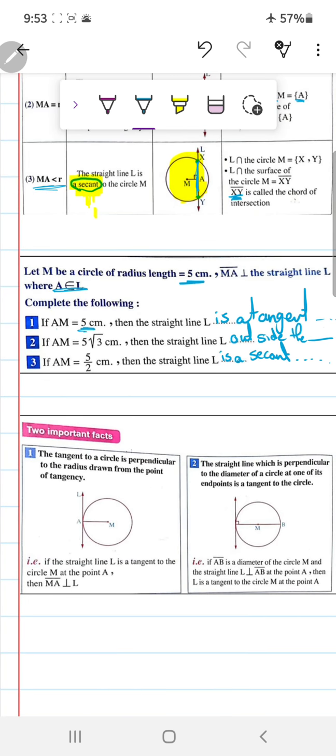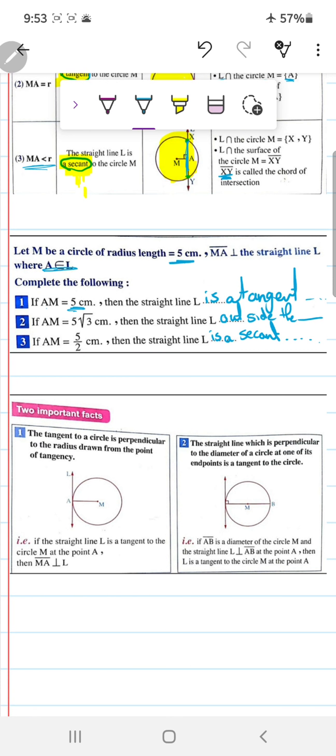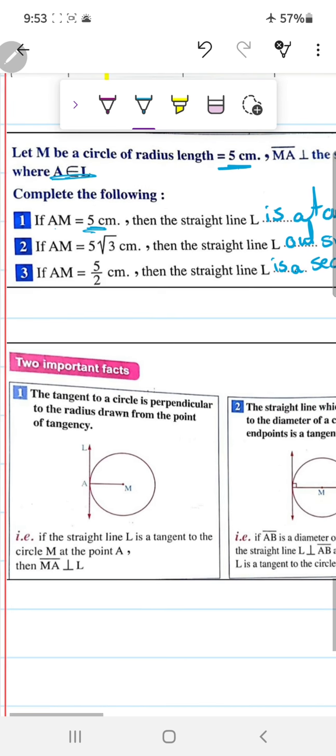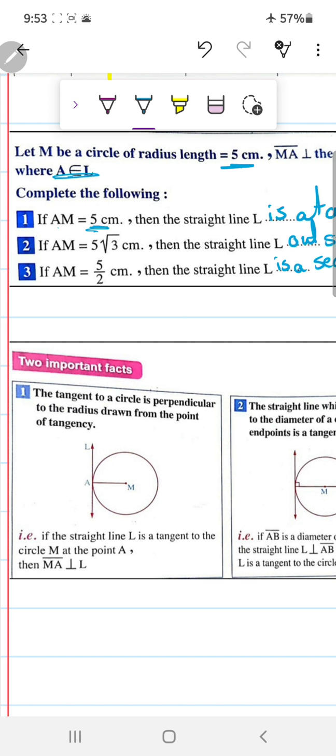Finally, we have 2 important facts. Number 1, the tangent to a circle is perpendicular to the radius from the point of tangency. First, we have here tangent L perpendicular to the radius MA from the point of tangency. The point of tangency is here A. It means the straight line L is a tangent to the circle M at the point A, and MA is perpendicular to L. So the measure of this angle is 90 degrees.